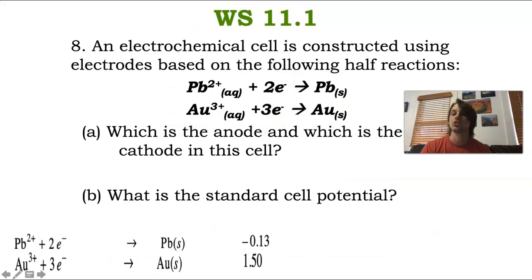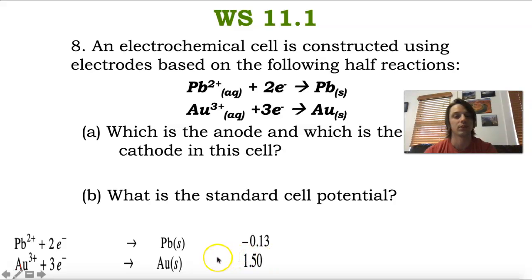All right, let's do a problem from worksheet 11.1. Now this would be a typical problem you would see on an AP exam. An electrochemical cell is constructed using electrodes based on the following half reactions. Which is the anode and which is the cathode? Well, I would look on my reduction potential table, and here's what I found. I found lead and I found gold. It looks like gold has a higher reduction potential.